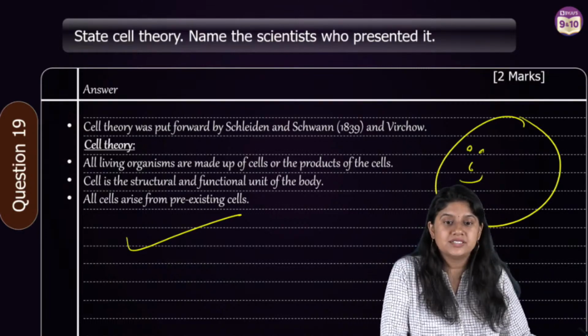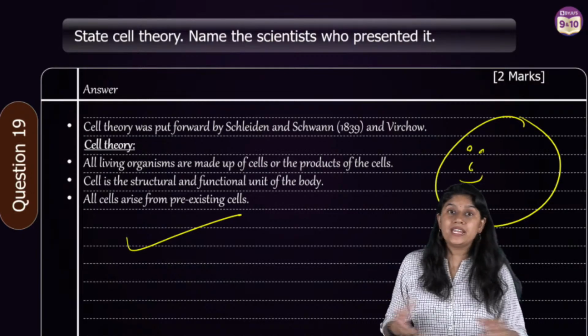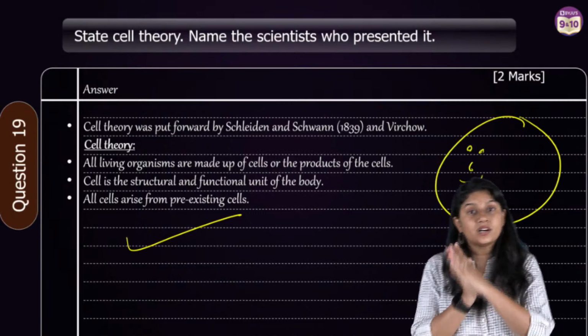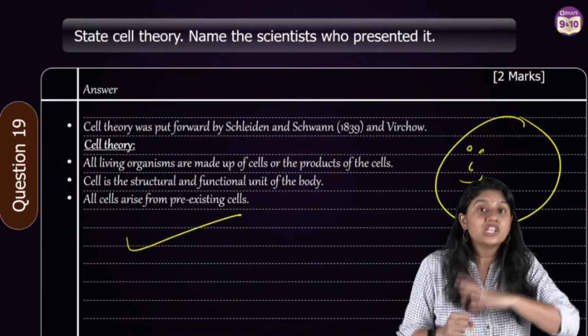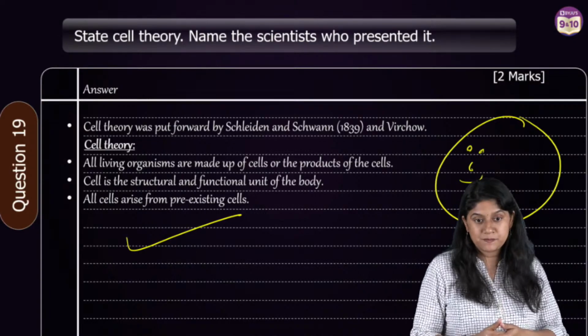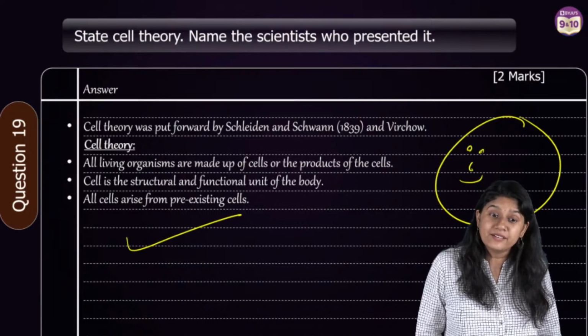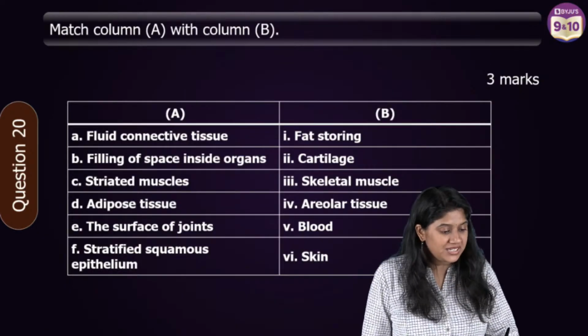Easy peasy, everyone. Not at all difficult. Science fact: Rudolf Virchow was a scientist who added the third and very important postulate in the cell theory. He said that the new cells that are arising are coming from the pre-existing cells, the old cells, the cells which are already there.